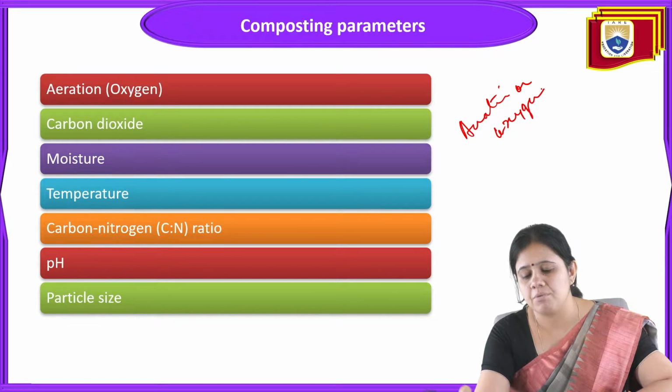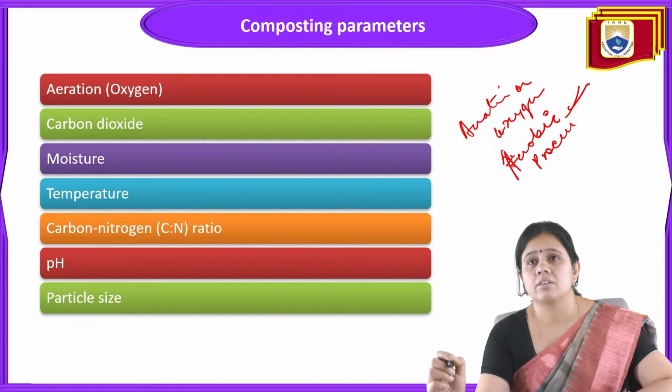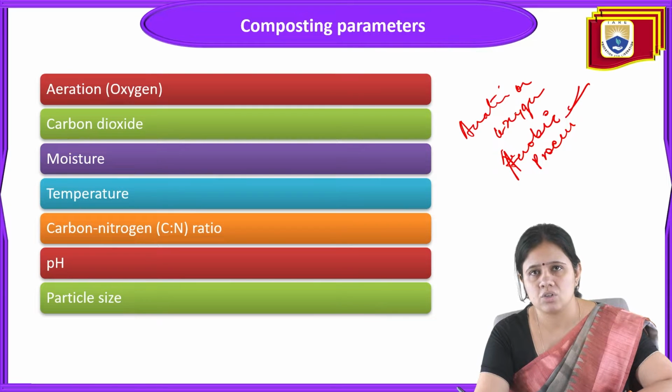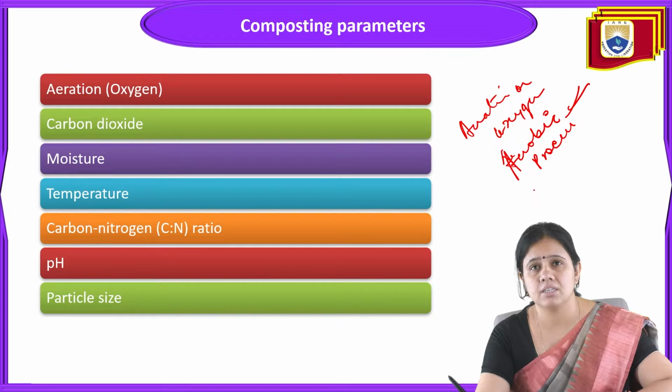Oxygen is a very important point, as we already discussed that composting is an aerobic process, which means the presence of oxygen is required. Next is CO2. Carbon dioxide is also very important, and an adequate amount of moisture is important. Temperature again plays a very important role in the composting process.